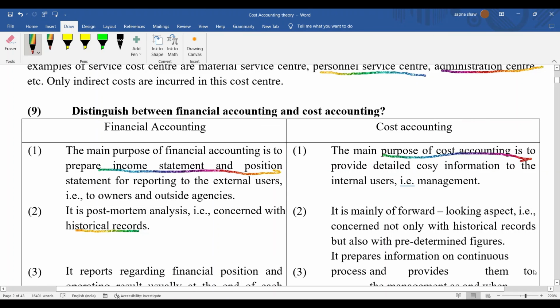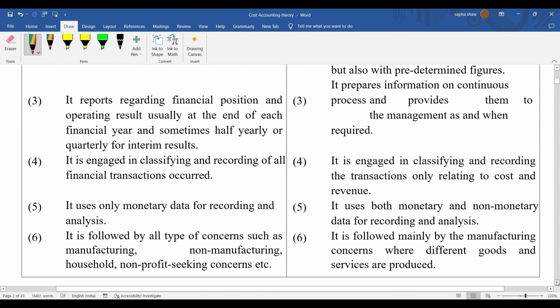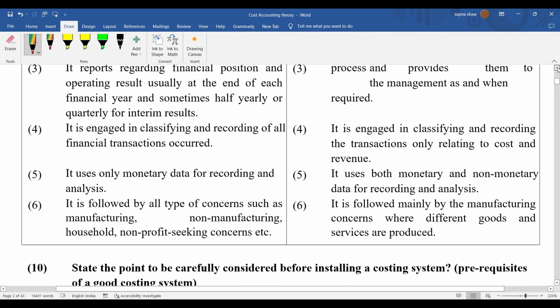Next is, okay. So 1, 2, 3, 4, 5, 6. Four differences are left.